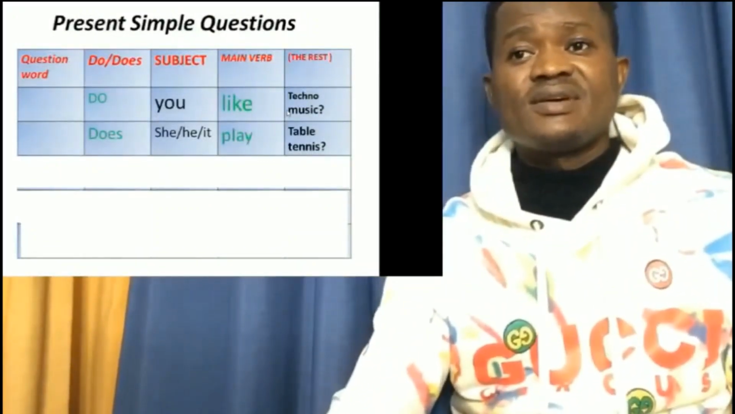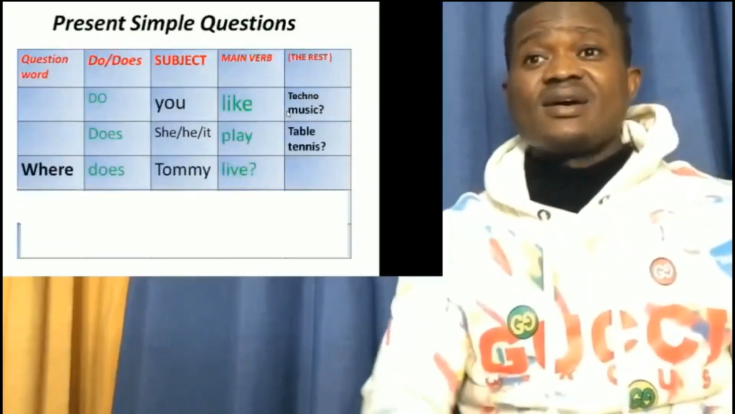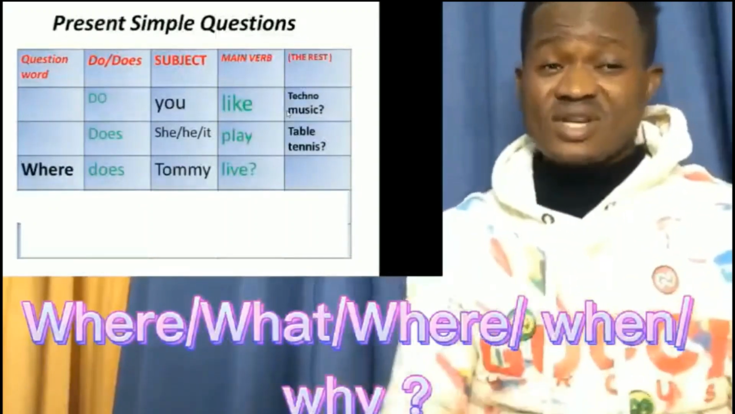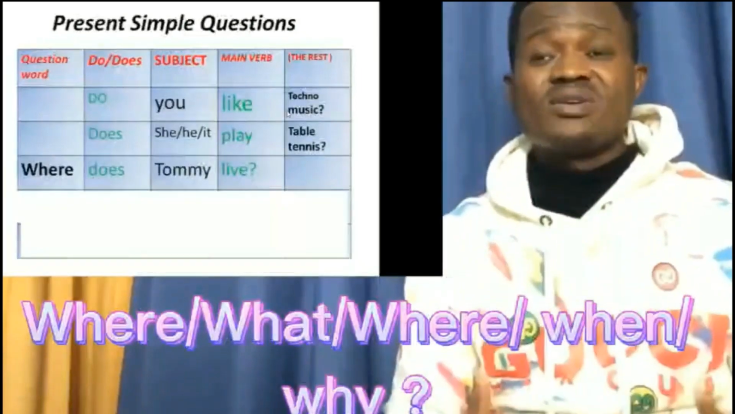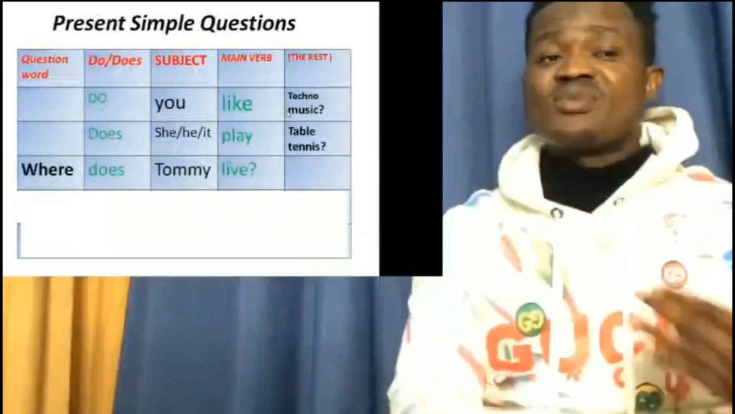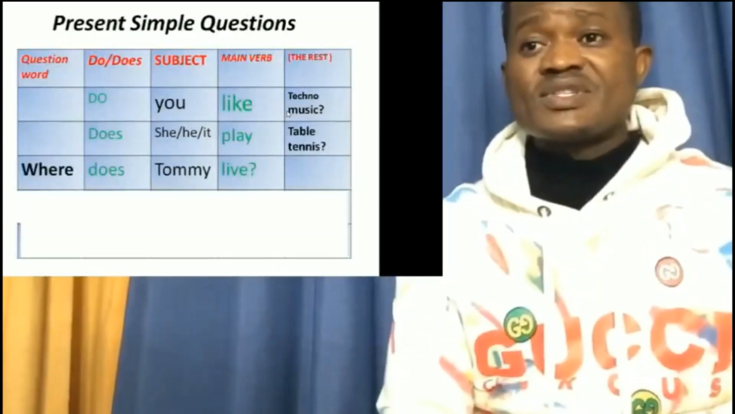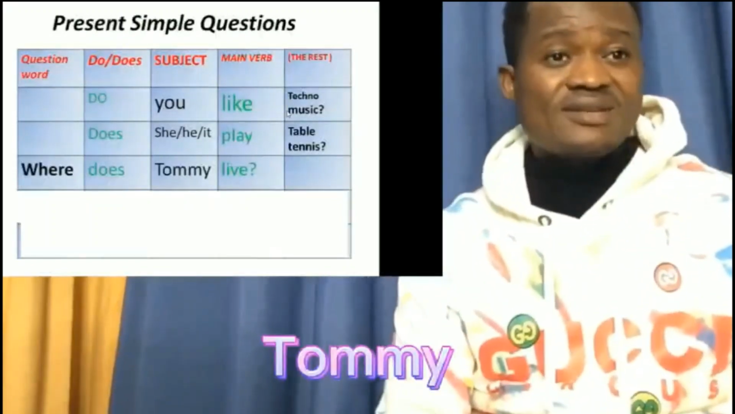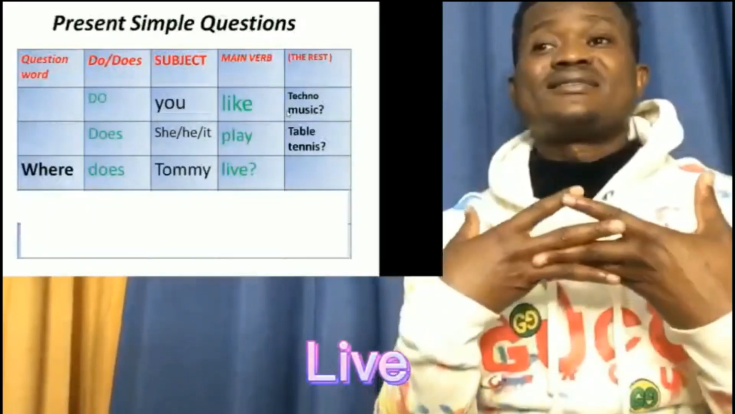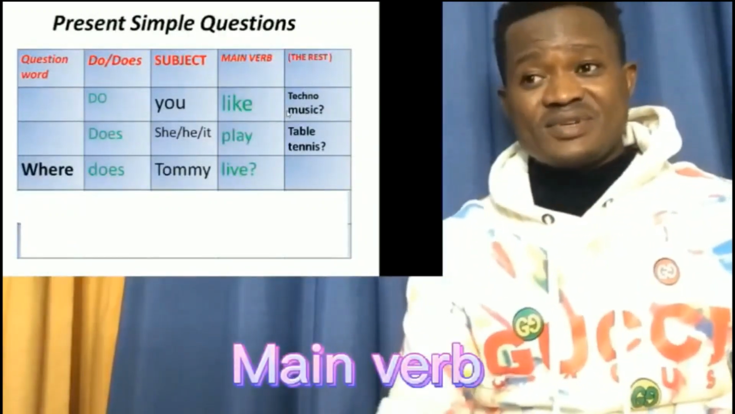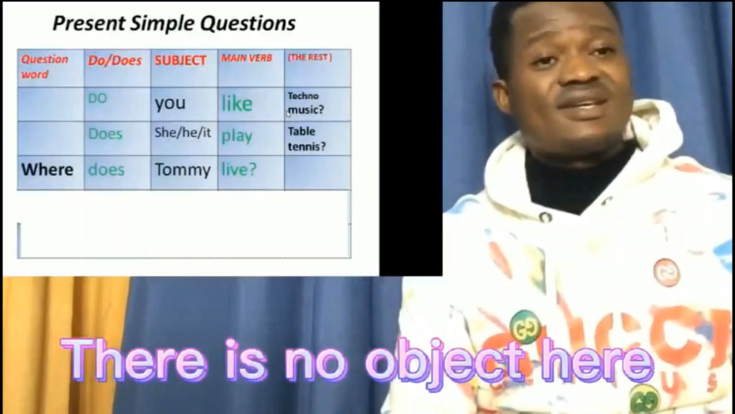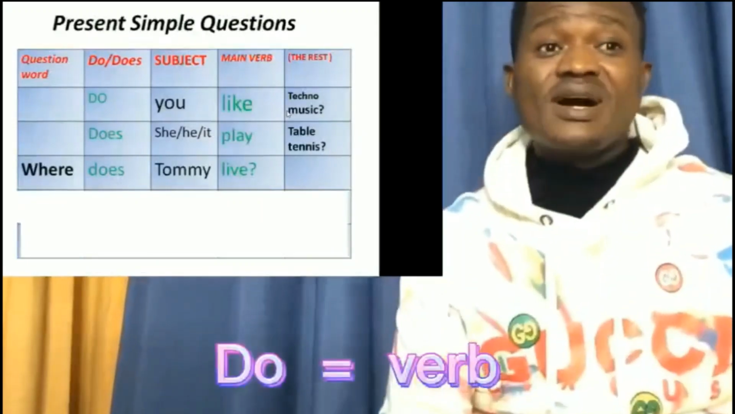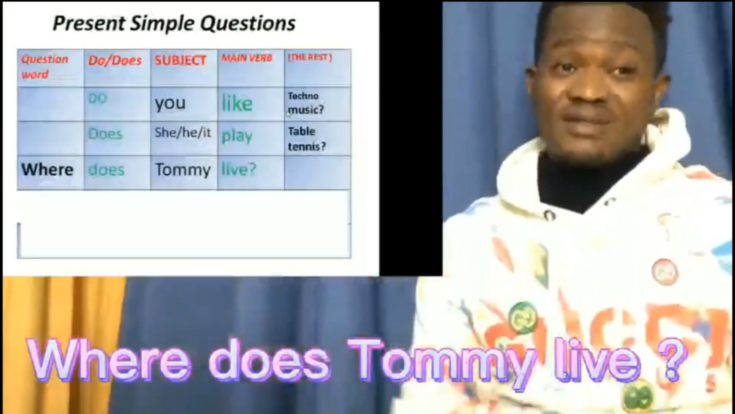All right, let's go. So here we add the question form. These are WH questions: where, what, why. So we add a WH question word before the verb do. So this is going to be, where does Tommy live? The subject here is Tommy, and "live" is the verb. There's no object here, but we have the WH question and the verb do asking the question. Where does Tommy live?